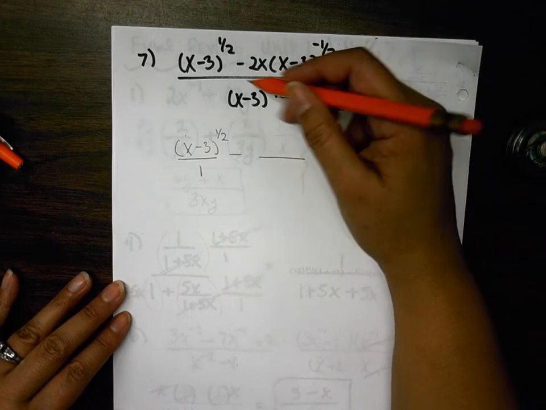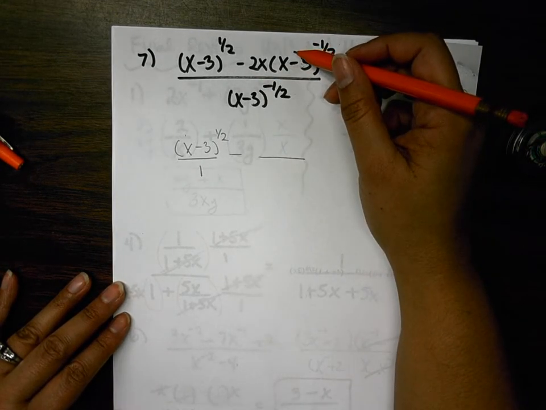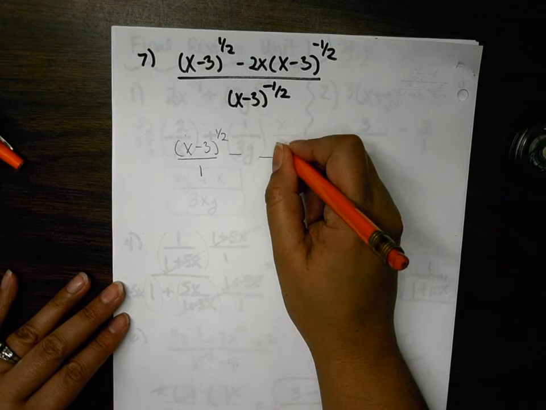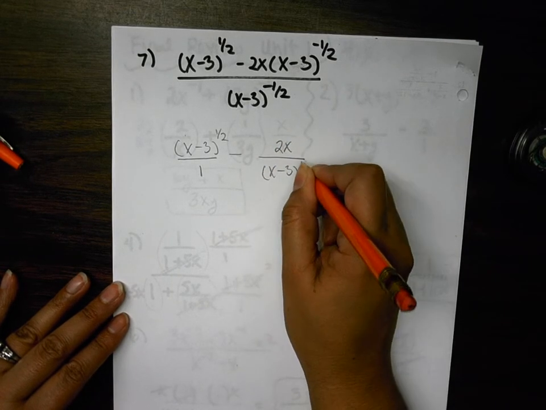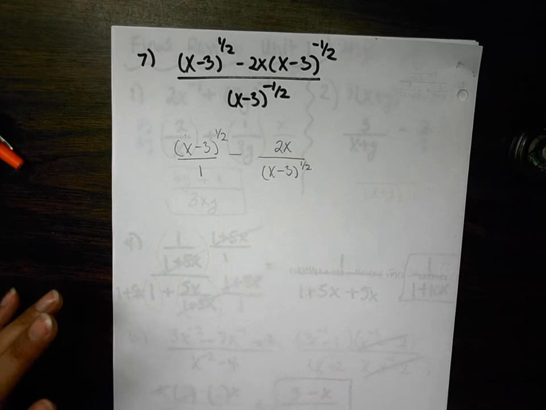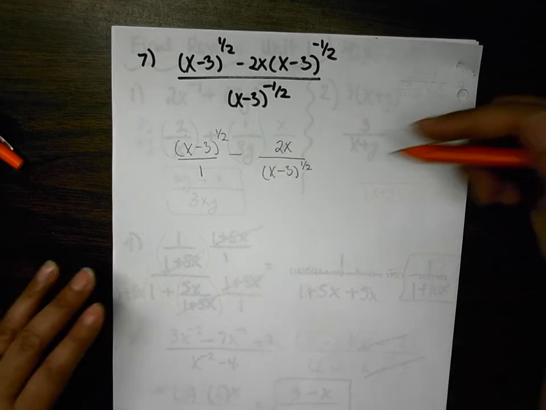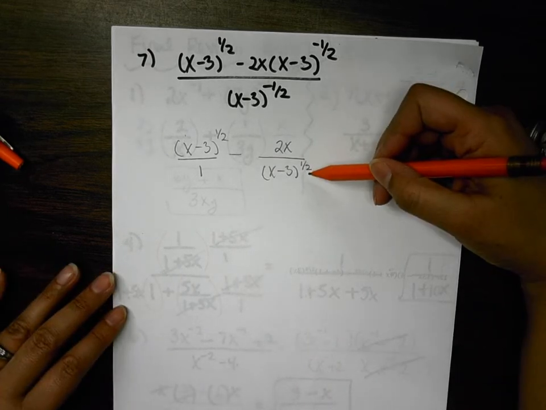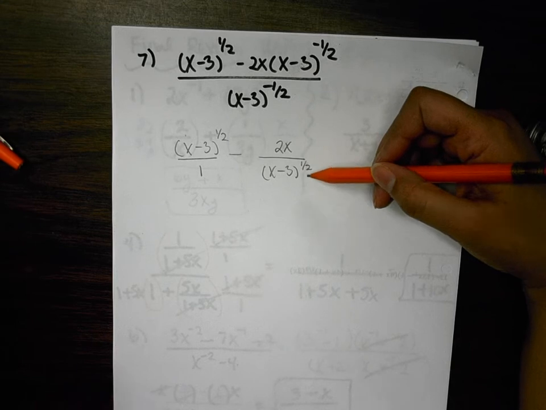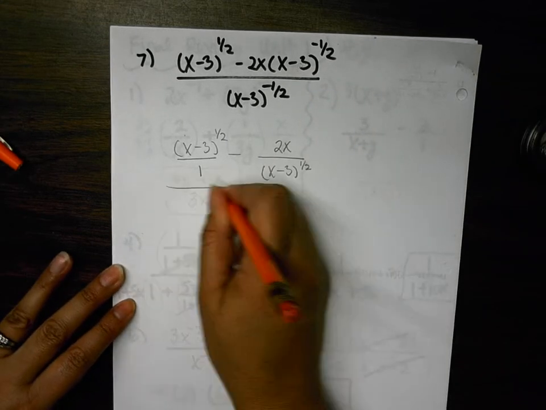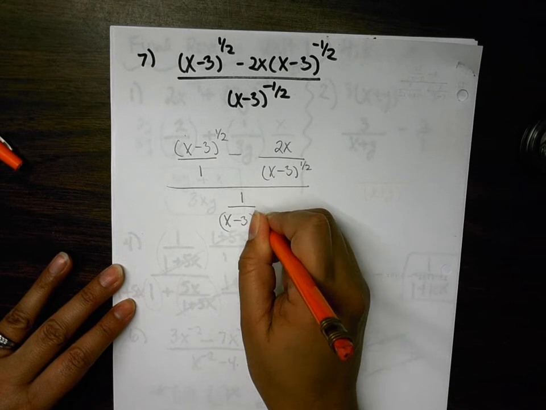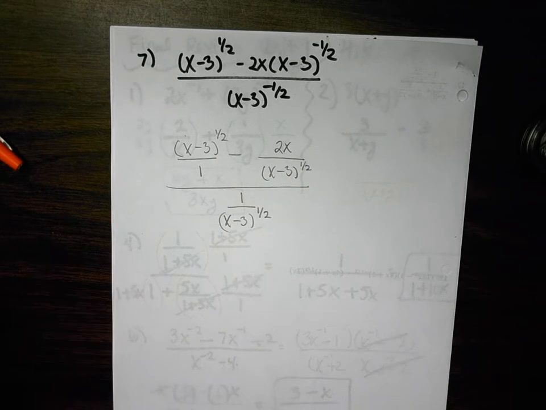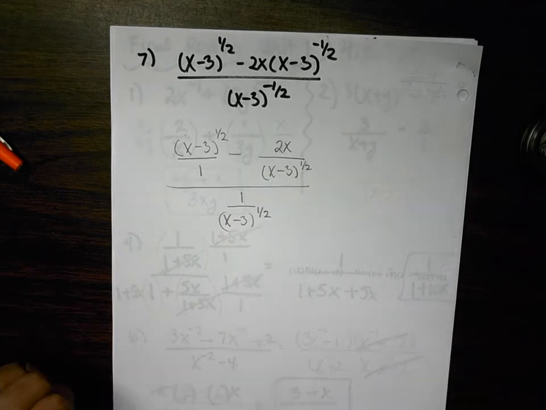This next one goes back to Caleb's question. On this one, Caleb, can you answer us? Does everything move? No. What stays at the top? 2x. And the bottom is x minus 3 raised to the 1/2. If you would like to, you could change this to a square root instead of a 1/2 power. Yes, totally up to you. Over, and then 1 over x minus 3 raised to the positive 1/2 power.